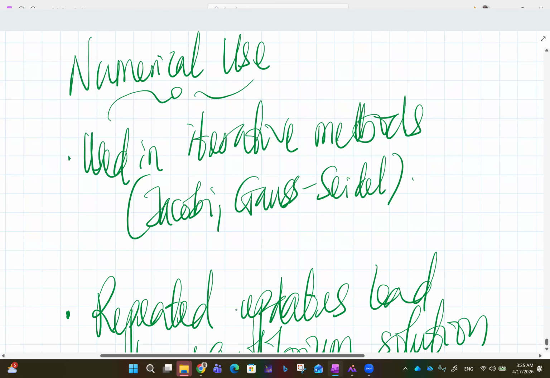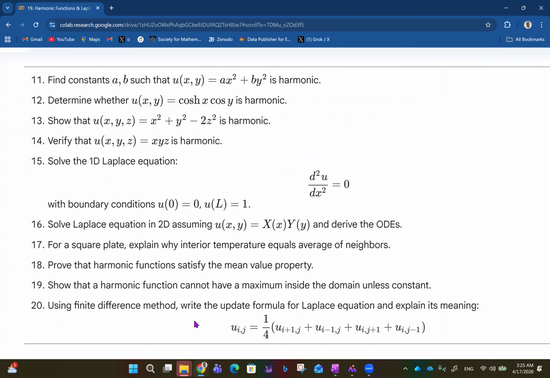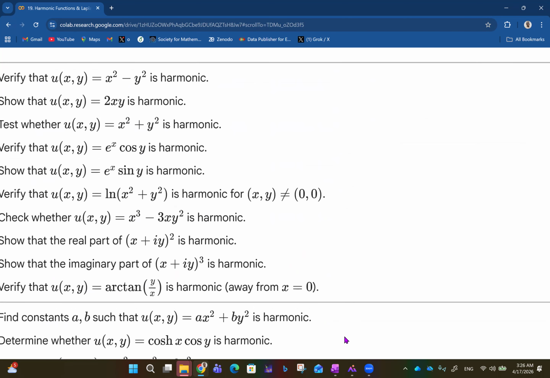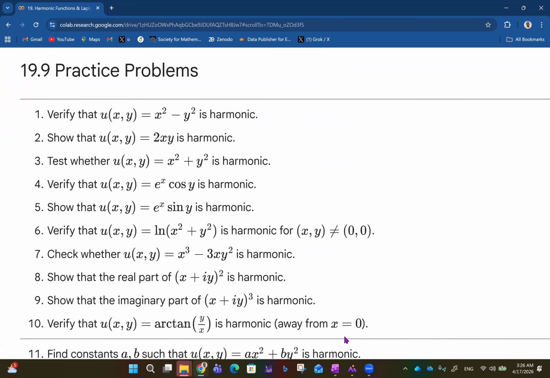So with that, we come to the end of solving the problem. This is what we've done: use the finite difference method, write the update formula for the Laplace equation and explain its meaning. So again, check the questions and try your hands on them and see how well you understand the gist.